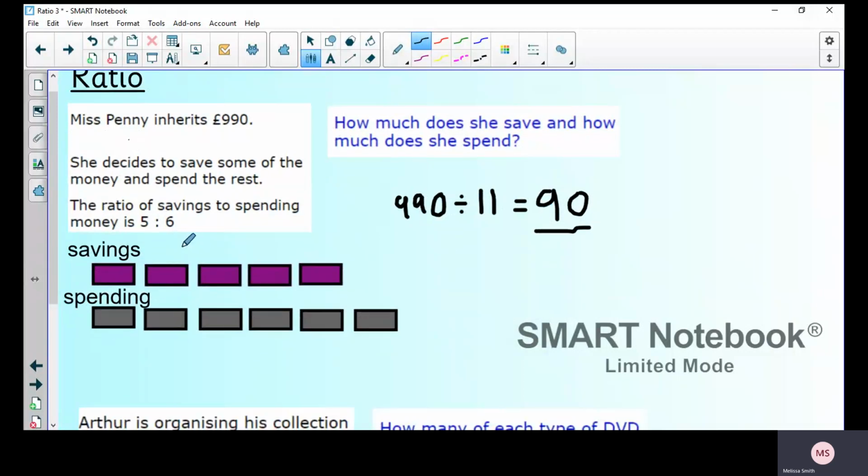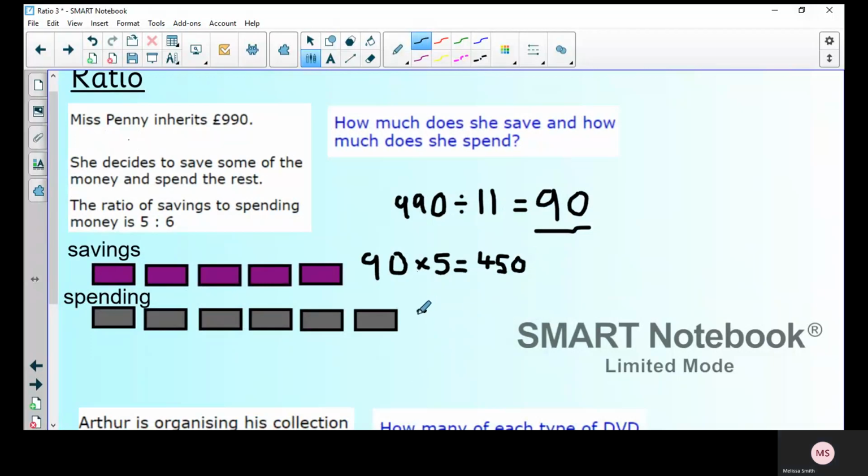So now I have to do 90 multiplied by 5 and then 90 multiplied by 6. So if I write out the calculation, 90 times 5, we can make that easier for us to do in our heads by saying, well, what's 9 times 5? 9 times 5 is 45. But actually it's 10 times bigger because I'm doing 90 times 5, therefore that's 450.